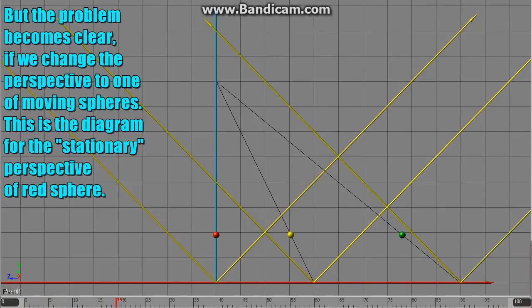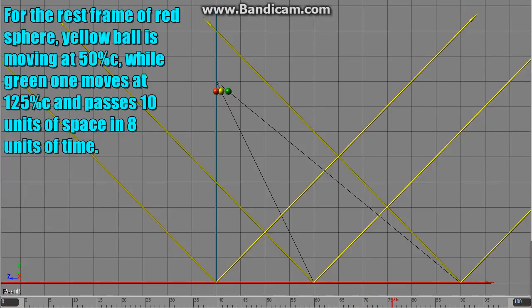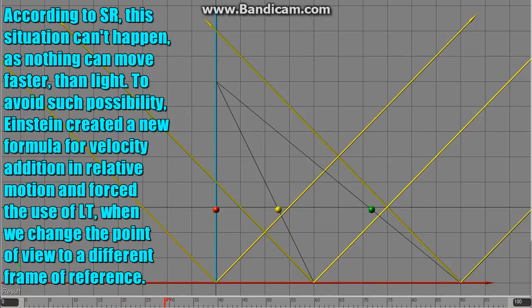This is the diagram for the stationary perspective of the red sphere. After using the classical formula of velocity addition and transformation of coordinates, it becomes clear that now the relative velocity of the green sphere seems to exceed the speed of light. For the rest frame of the red sphere, the yellow ball is moving at 50% of c, while the green one moves at 125% of c, and passes 10 units of space in 8 units of time. According to special relativity, this situation can't happen, as nothing can move faster than light.